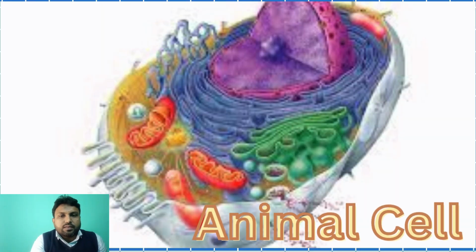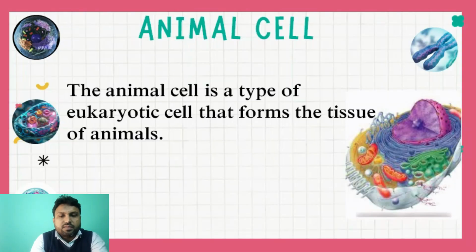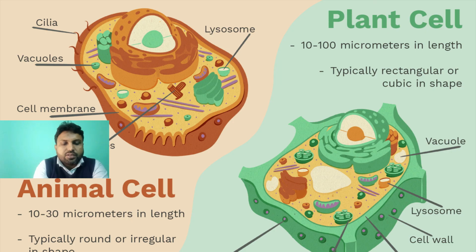Now we will discuss in short the animal cell. The animal cell is a type of eukaryotic cell that forms the tissue of animals. It is responsible for the functions of nutrition and reproduction. As mentioned earlier, both animal cells and plant cells have a defined nucleus. They differ in that they do not have the same organelles and serve different needs.